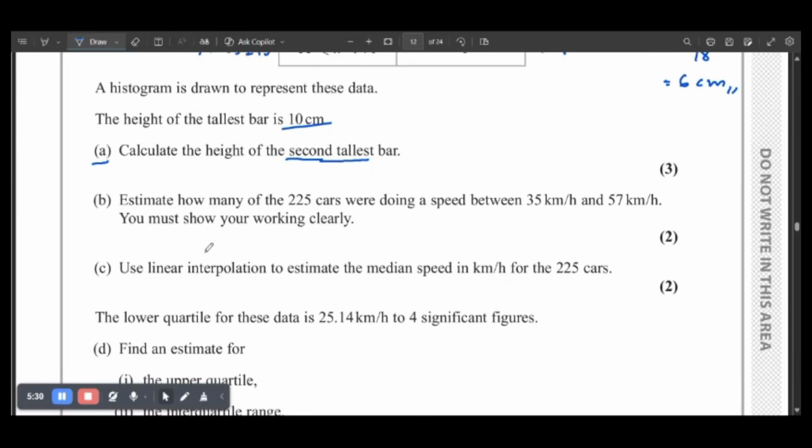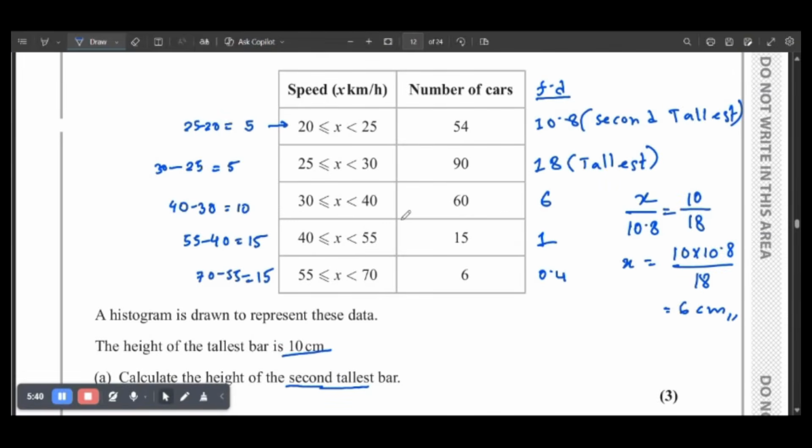For part B, we have to estimate how many of the 225 cars were doing a speed between 35 and 57. So the number of cars doing 35 to 57 will include the classes number 3, 4, and 5.